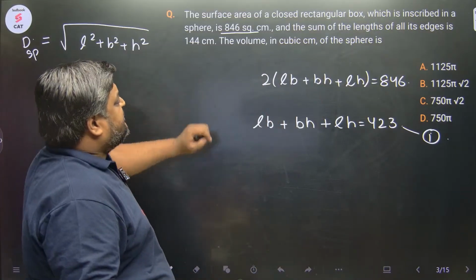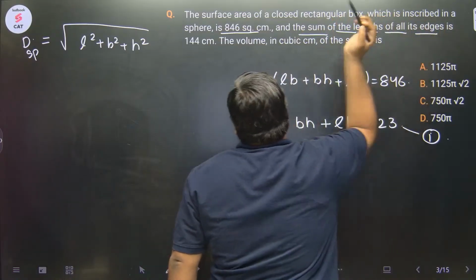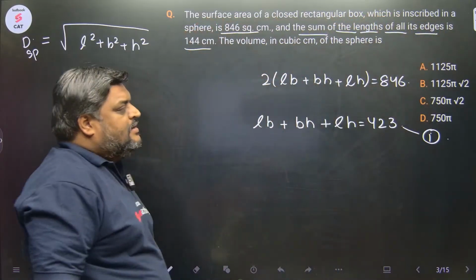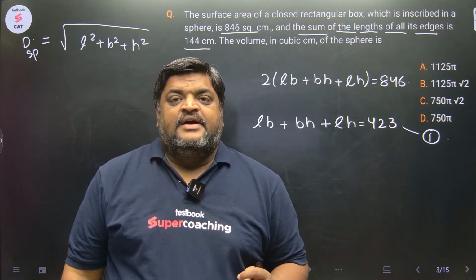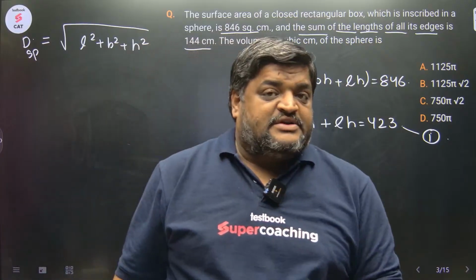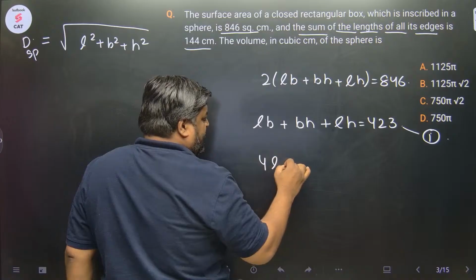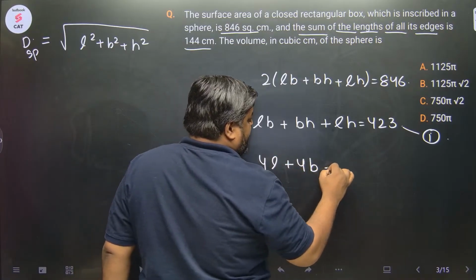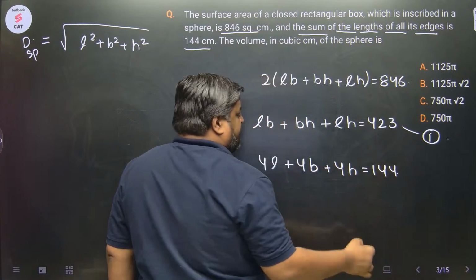Now a second equation is also given to you. The sum of the lengths of all its edges is 144 centimeter. How many edges are there in a rectangular box? Sir, 12 edges are there: 4 lengths, 4 breadths and 4 heights. This is 144 centimeter, this is given.